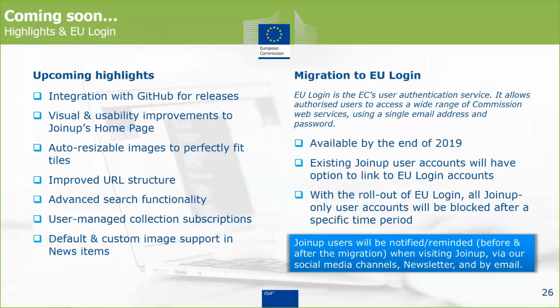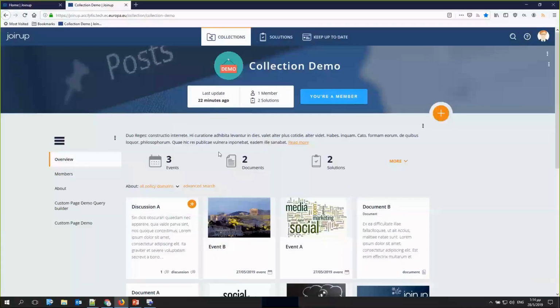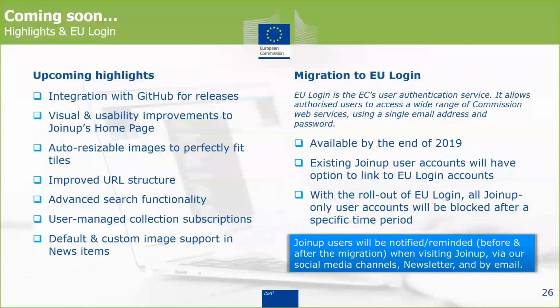We will have improved URL structure. What does that mean? For example, if you were in a release of a solution, the URL wasn't that clear. Or, for example, if you were in a solution within the collection, the URL in the browser field didn't show the connection. I could quickly show you. Oh, sorry, I can't show you that in that demo environment.